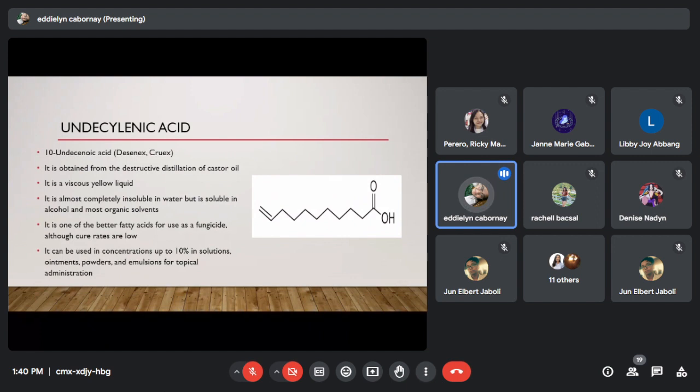So we have undecylenic acid. That's the chemical name. The chemical name is 10-undecenoic acid, and the common names are Decenex and Cruex. It is obtained from the destructive distillation of castor oil. It is a viscous yellow liquid.